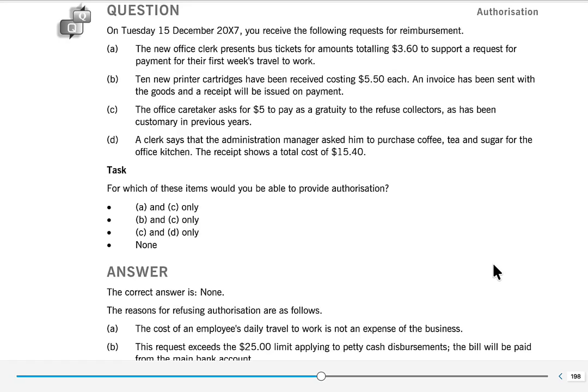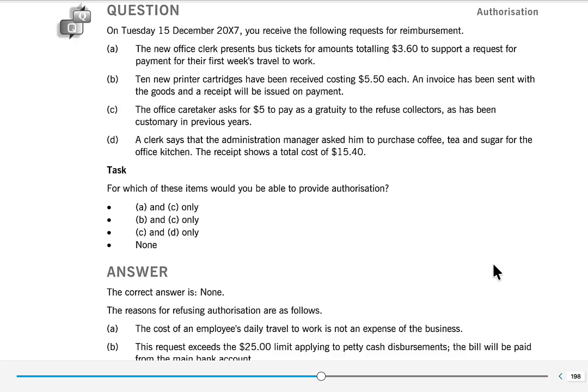Now let us do the question and answer that comes right after Lesson 4.7 on page 198. This question is testing one very important skill. It is testing whether you can look at a payment request and decide, 1, is it a real business expense? 2, can it be paid from petty cash? 3, and most importantly here, can the petty cashier authorize it right now, or must it go to a manager?